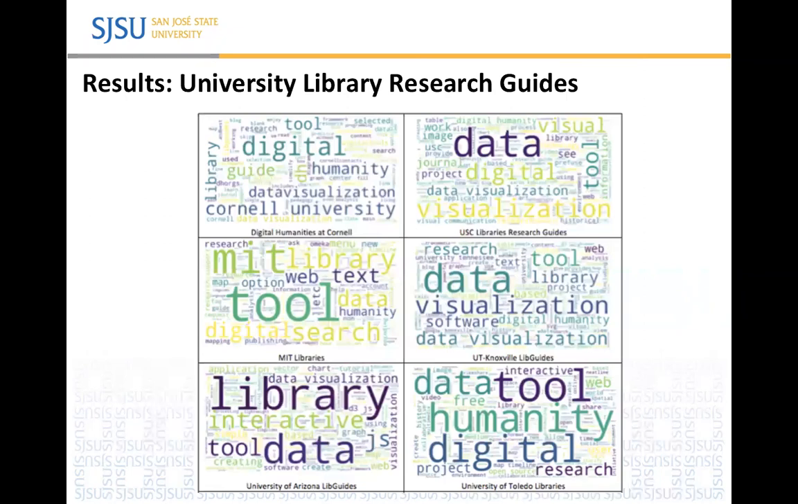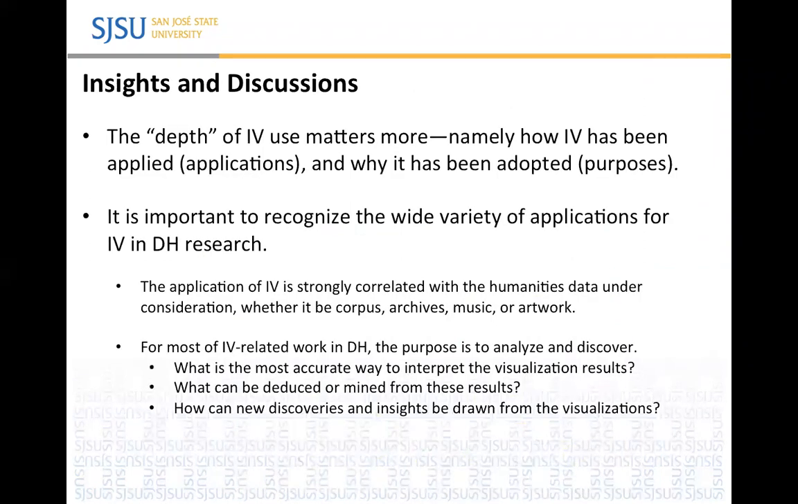And I will give more explanation of what it means in the next slide. So about insights. The results of the content analysis reveal a major gap between the 3 selected research journals and the 10 selected university library research guides.